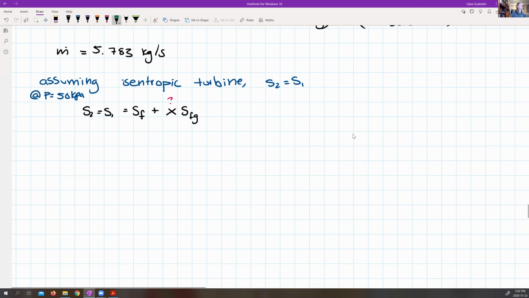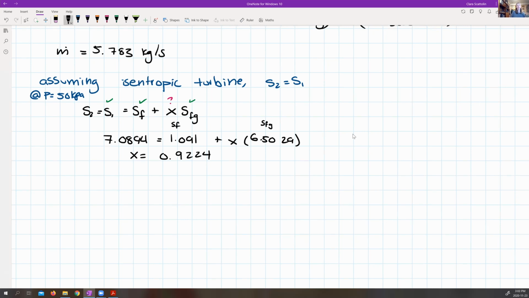This is known. SF, SFG, and S1 equal to S2 are all known. So my S1 equal to S2 was 7.0894. My SF from the pressure table was 1.091 plus X times 6.5029. This was SF, SFG. And this gives me a quality of 0.9224.